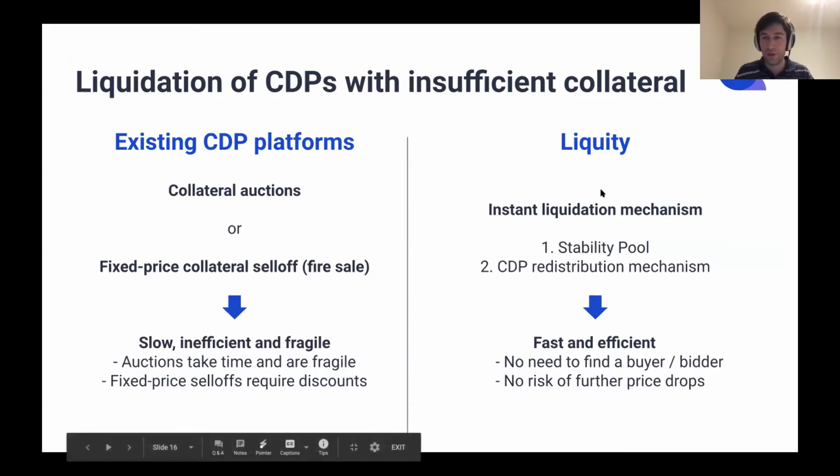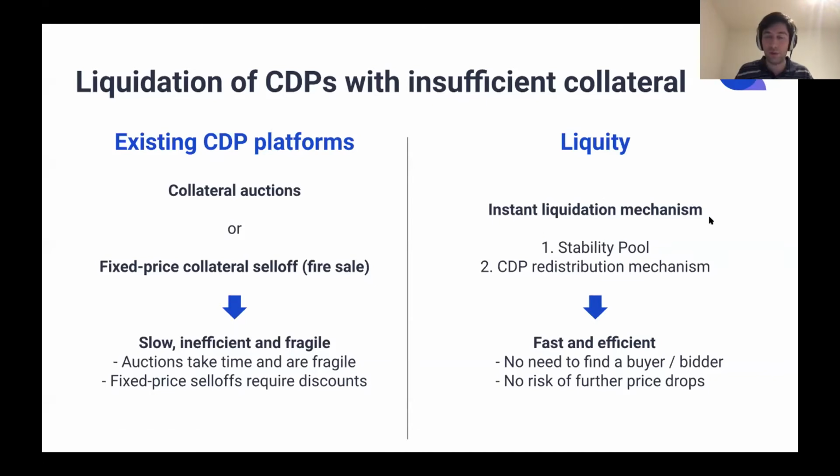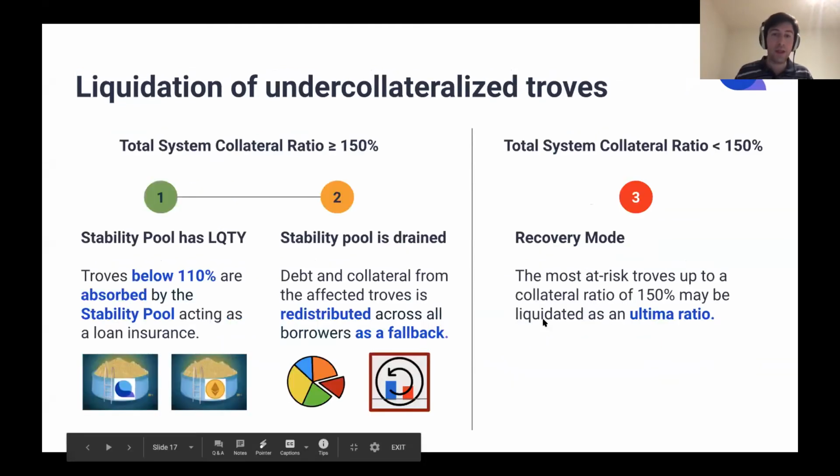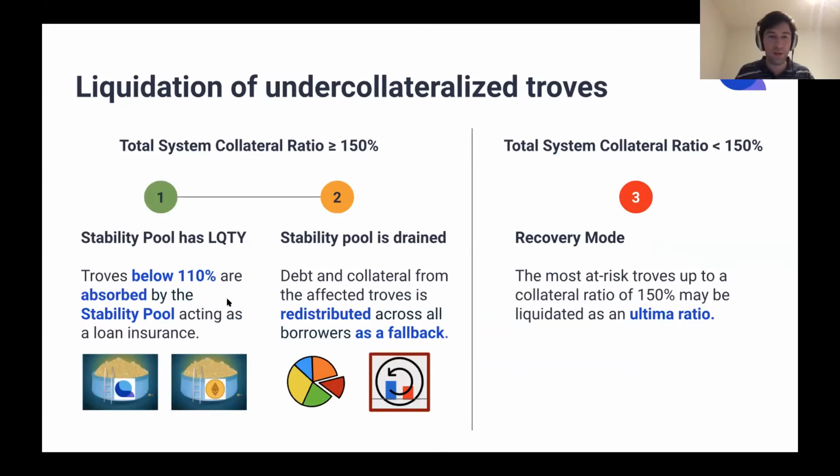So Liquity does it differently. It tries to do the liquidation instantly, without losing time. And it does it by applying a two-step mechanism. The first step is a stability pool, and the second is a redistribution mechanism. This is really designed to be fast and efficient. There should be no need to find a buyer or a bidder to buy out the collateral, and also no risk of further price drops. Now I cannot show you all the details of how that works, but I can give you a short overview.